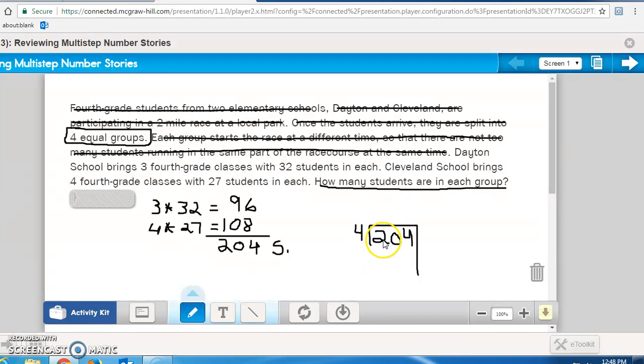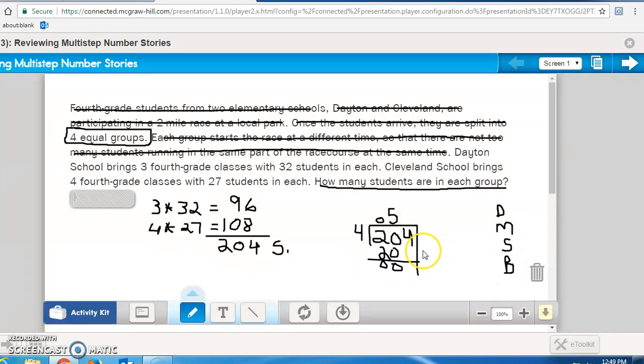So 4 cannot go into 2, so I put a 0. Remember your divide, multiply, subtract, bring down. So since I couldn't divide the first time, now I look at 2 numbers and I divide. 20 divided by 4. Oh yeah, I know that goes 5 times. What do I do next? I multiply. 5 times 4 is 20. Now I subtract, and my answer is 0.